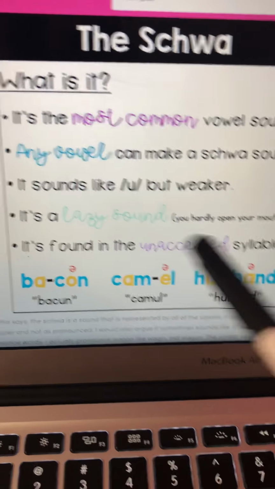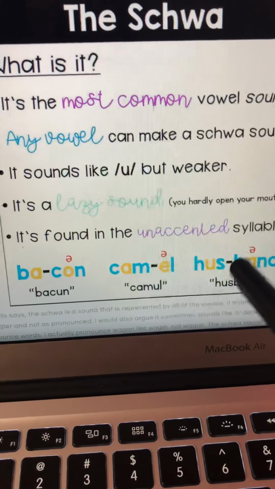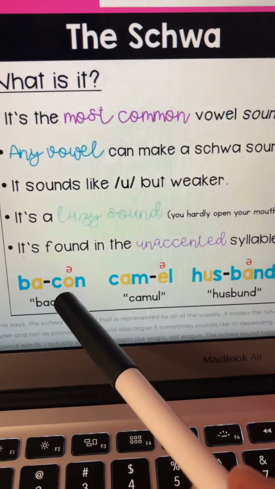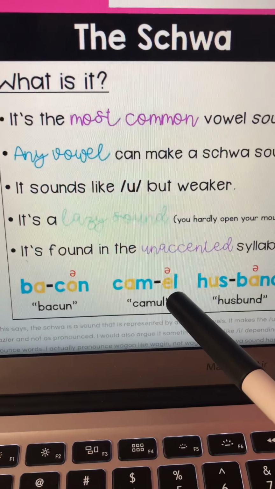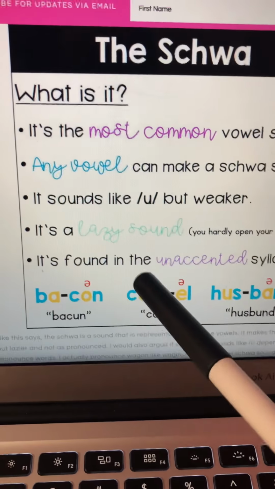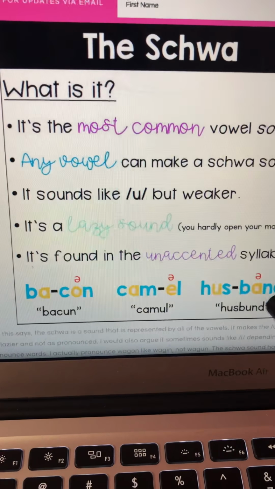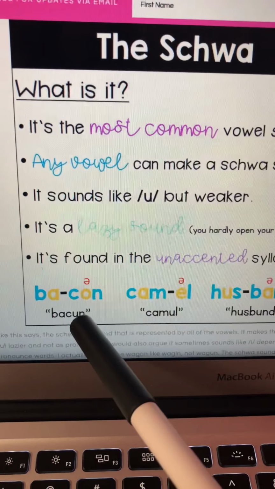Okay, what that means is that words that have two syllables, like bacon, camel, husband, if you look at it, okay, instead of bacon, it's bacon. It kind of sounds like uh, bacon. Okay, for this one, camel. Instead of the short vowel sound for a, you kind of hear uh, camel. And then husband. So the a kind of makes the uh sound. So that's what they mean.